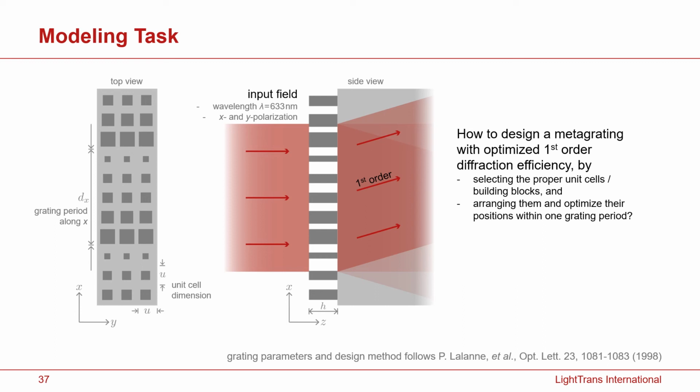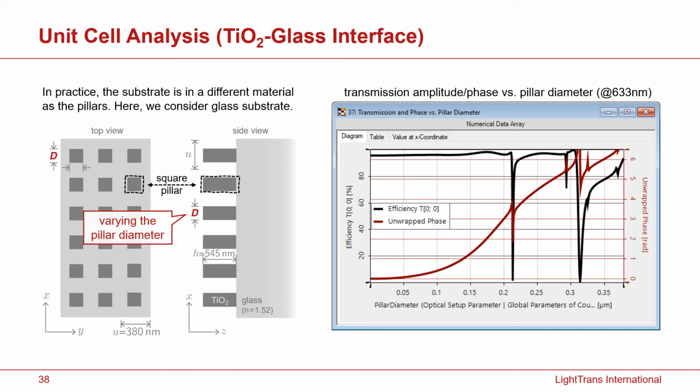This example is selected according to the work of Philippe Lalanne about 20 years ago. So this is one of the pioneer works in this field. And here the author has selected square pillars to make up a blazed metagrating. Now, first of all, we want to have a rigorous analysis of the nanopillars. According to the literature, we selected the unit cell of the pillar to 380 nanometer, the height of pillars to 545 nanometer. And here we are going to vary the diameter of the pillars and see how it works.